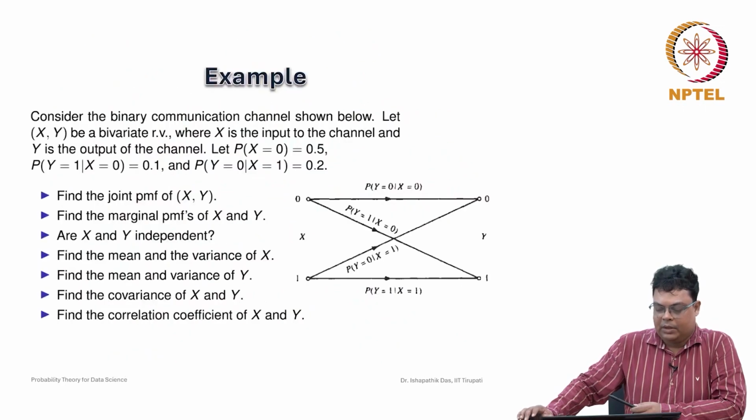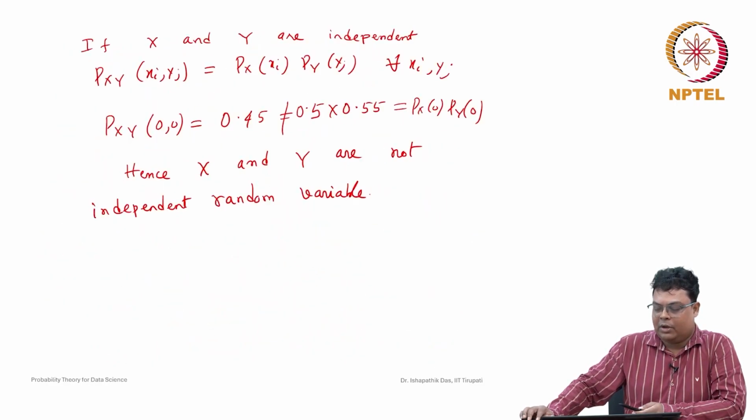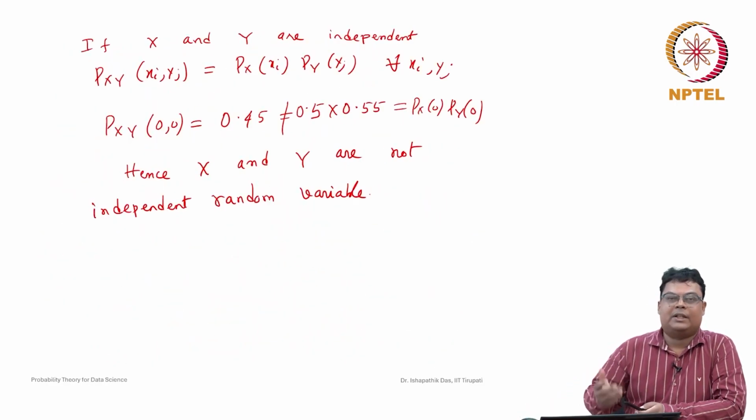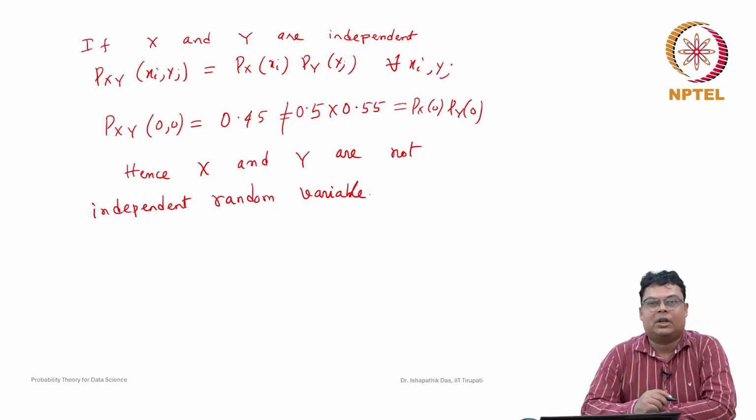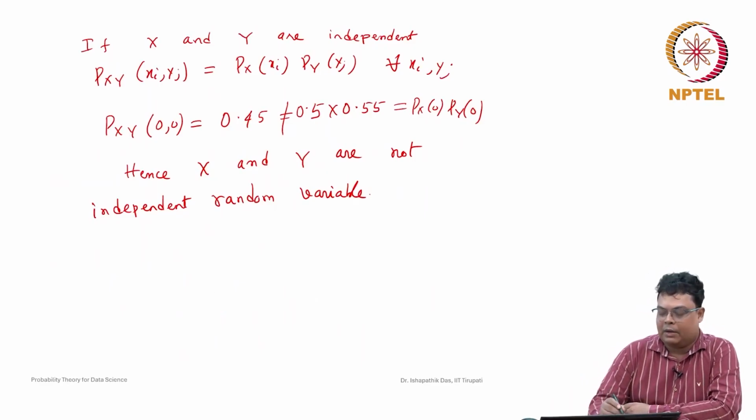So now find the mean and variance of x. We have the marginal probability mass function of x, and we know the marginal probability mass function of y. With this we will use those marginal probability mass functions and find the mean and variance of x. So this is for practice. We have already discussed how to find mean and variance.